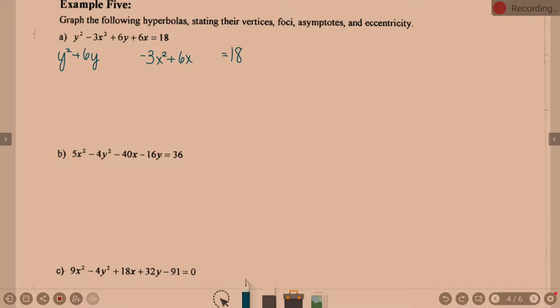Now, before we can complete the square, what form do I tell you that we need to think about? It needs to be a 1x squared plus bx, or a 1y squared plus by. My y's are good to go. It's already a 1y squared. I don't need to worry about them. What about my x's? It's not a 1x squared. How do I make that a 1x squared?